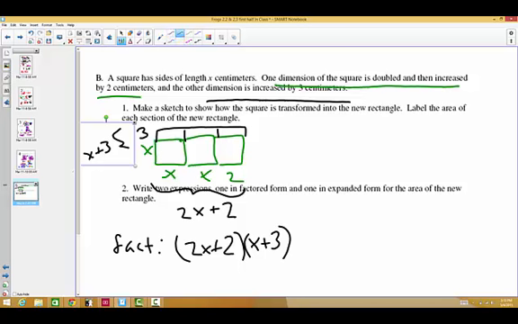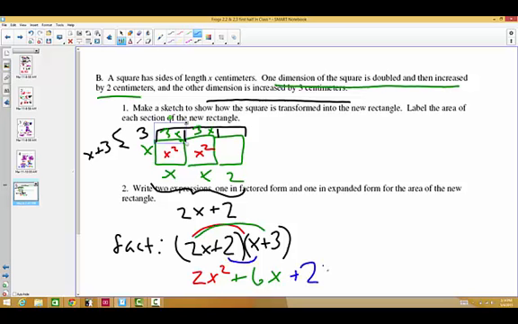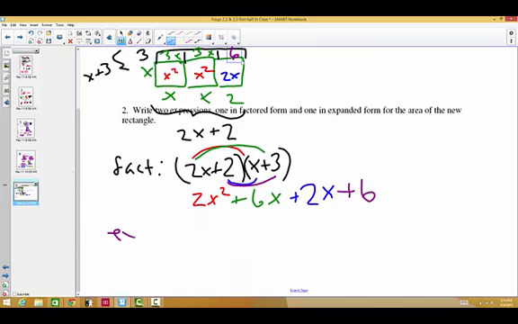So now we're going to expand that. So 2x times x is 2x squared. That comes from this x squared and this x squared. 2x times 3 is 6x. That comes from this 3x and this 3x. That's 6x. 2x is 2x, and that's right here. This is not drawn to scale. And 2 times 3 is 6, and that's right here. So expanded form is 2x squared plus 8x plus 6.